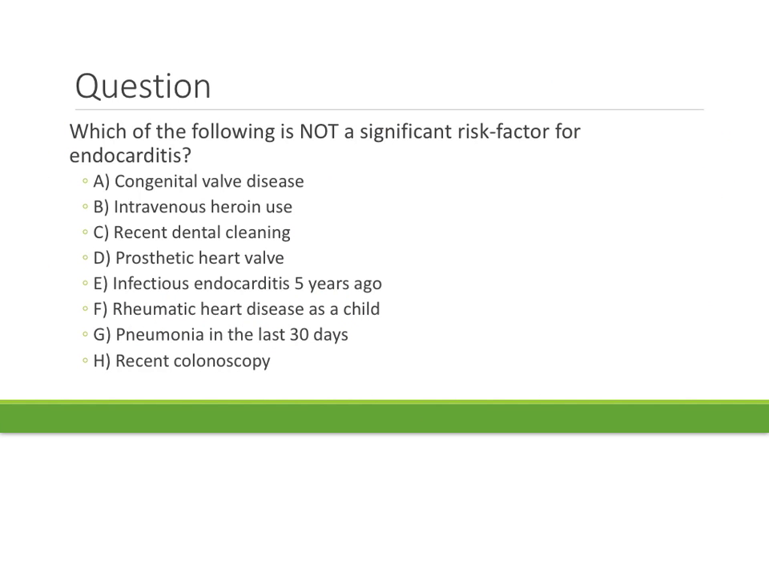Okay, so let's put together the pathophysiology and the microbiology to ask you guys this question. Which of the following is not a significant risk factor for endocarditis? Congenital valve disease, intravenous heroin use, recent dental cleaning, prosthetic heart valve, infectious endocarditis 5 years ago, rheumatic heart disease as a child, pneumonia in the last 30 days, or a recent colonoscopy. Pause the video here and think about your answer.